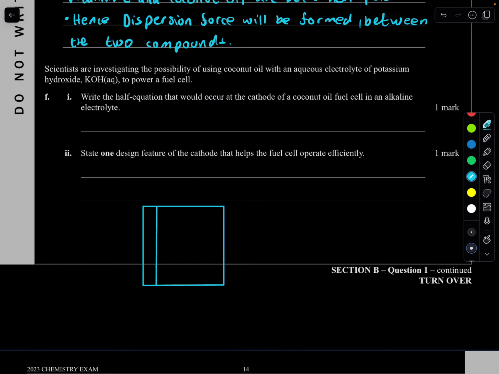Now we know the electrolyte here is potassium hydroxide, which is very basic, and it has OH minus ions. So it's actually alkaline. And this is what you need to remember, always. In a fuel cell, your fuel is always at the anode, which is negative. Your cathode is where oxygen goes to. So basically, this is where your fuel is going to be entering.